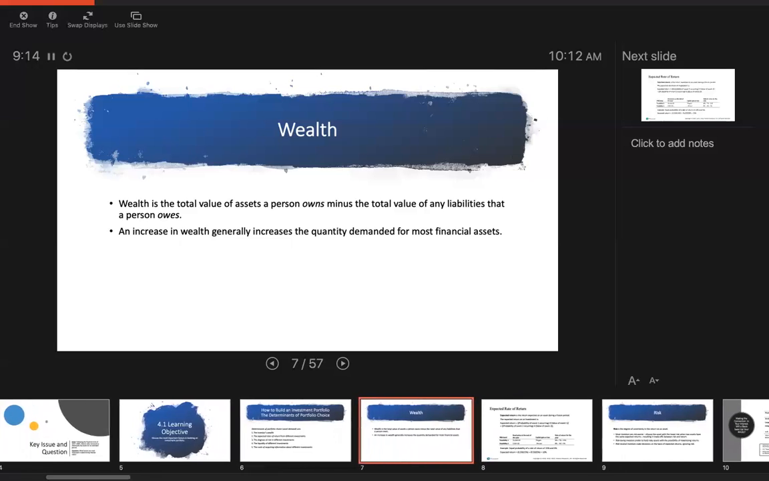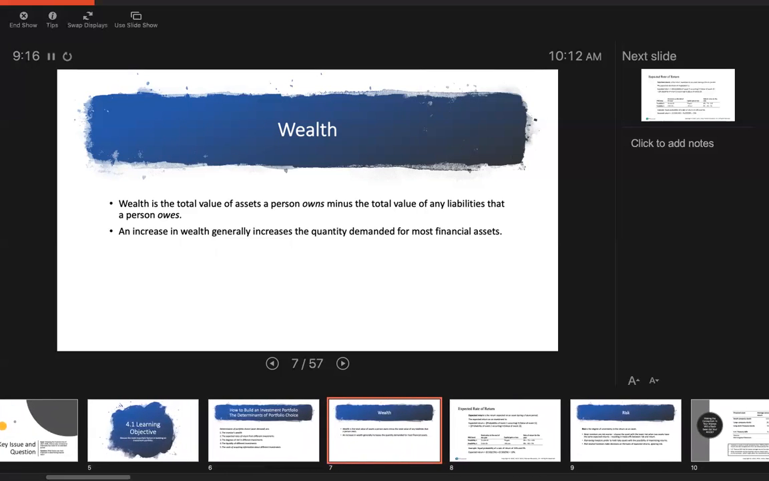So wealth is the most easily accessible notion here. The wealth of an individual is basically determined as assets minus liabilities, what you own minus what you owe, right? All the financial claims that you have on different entities versus all the financial claims that different entities have on you. The difference between those two is what we end up calling wealth, right? So it's assets that a person owns minus the total value of any liabilities that the person owes, right?